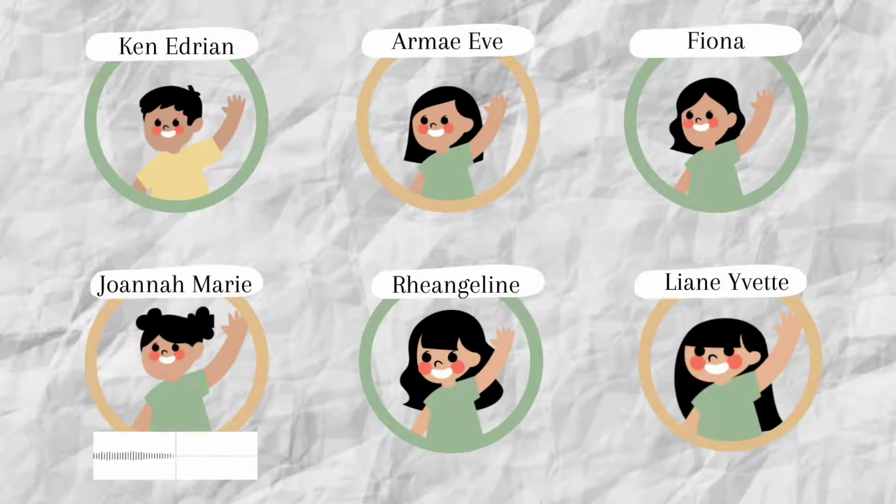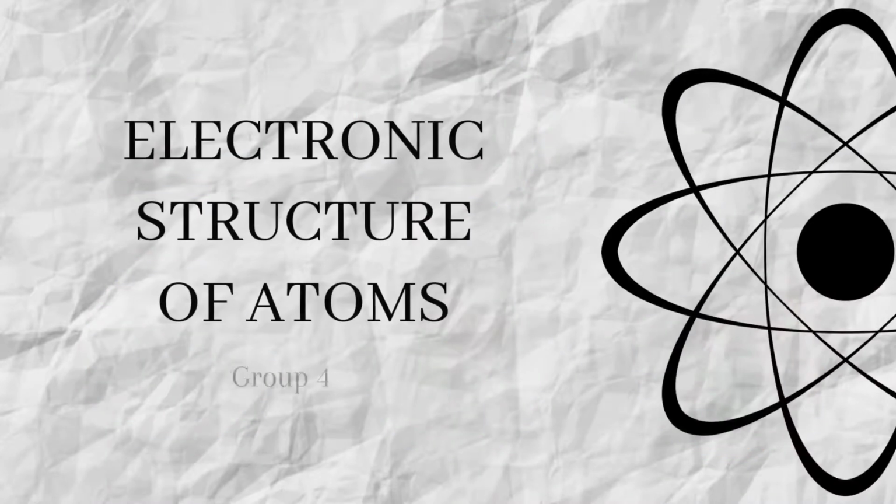My name is Joanna Marie Iikibo from Group 4, and today I, along with my group mates Fiona Gabion, Lian Yvette Reyes, Ken Adrian Dreo, Riangeline Hasmin, and Arme Eve Indaya, will be discussing the electronic structure of an atom.